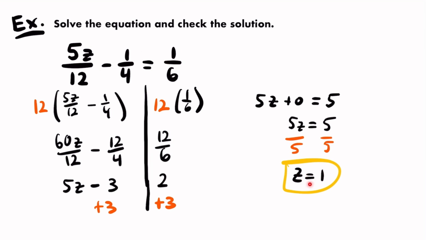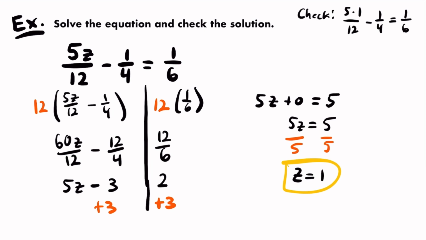We do want to check that solution. So let's plug it back into the original equation and see what we get. We'll have 5 times z, which we're saying is 1, in the numerator. So checking our work, we'll have 5 times 1 divided by 12 minus 1/4 is equal to 1/6.